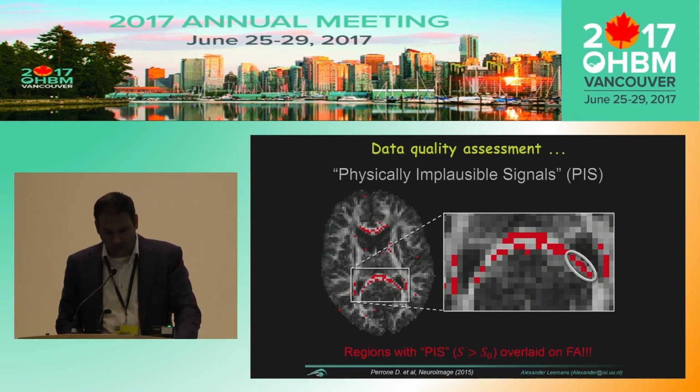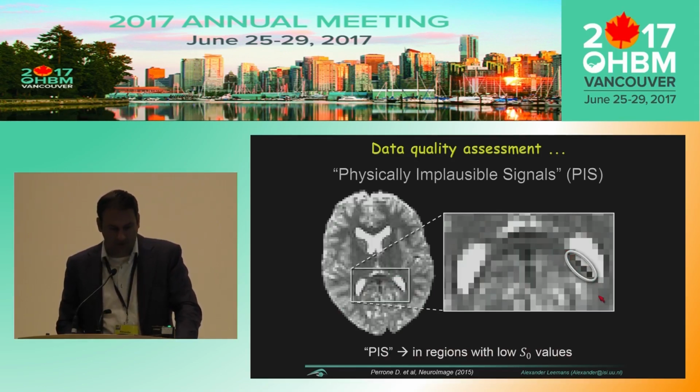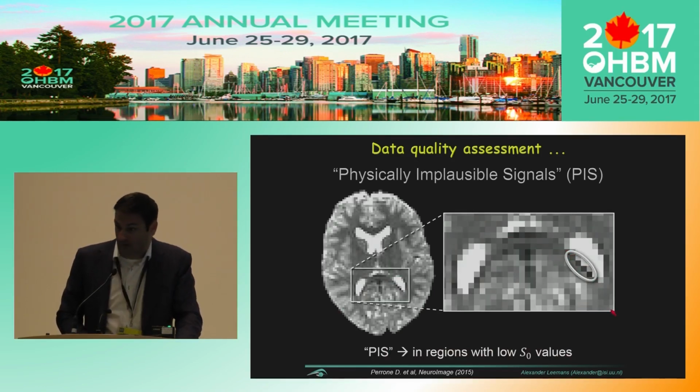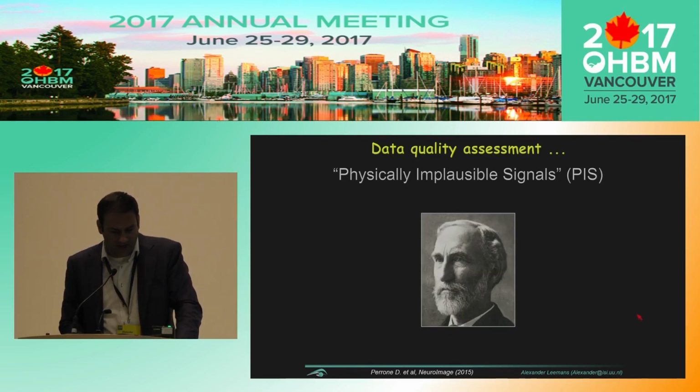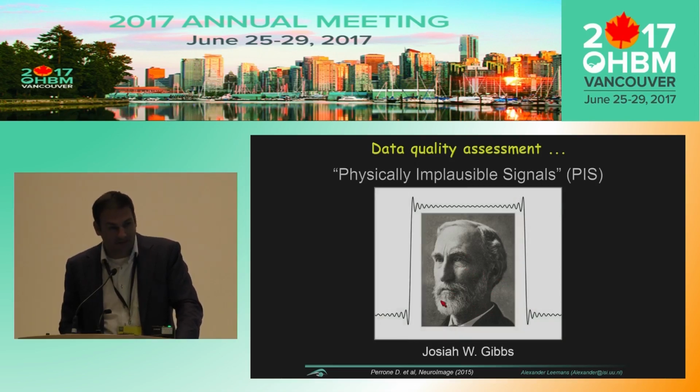And in this case, if we focus on these 4 voxels over here and look at the corresponding non-diffusion weighted map, well, you can appreciate that these signal intensities are very low. You know, they're artificially low. But why would that happen? Well, in this case, the artifact is referred to this guy. This is Mr. Gibbs. Okay, so we've got Gibbs ringing, and this is a very common, well-known issue in MRI.